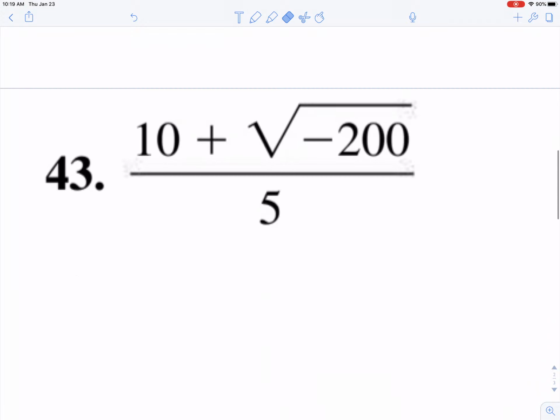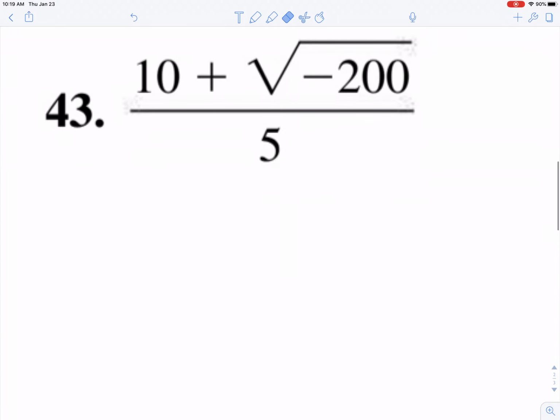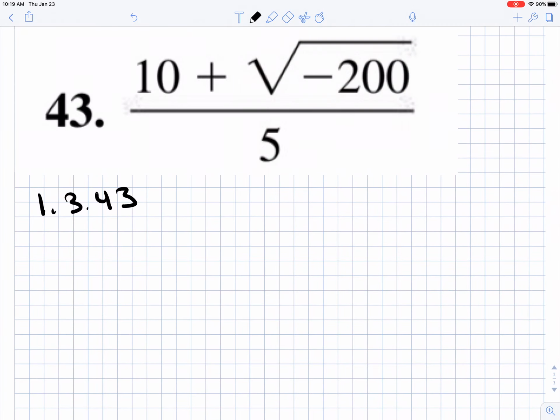We have this question that comes in from college algebra. This comes from our textbook from section 1.3, question 43. And they asked us to write this in standard form for a complex number. So let's take a look at it.